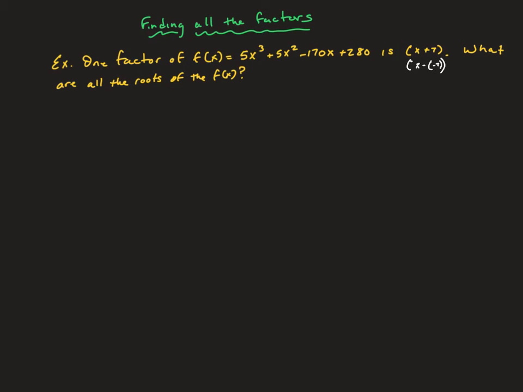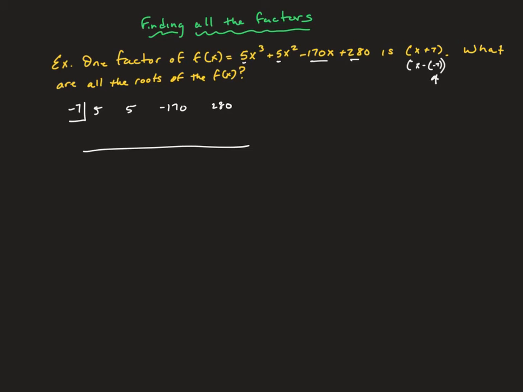Well, they're telling us one of the roots is negative 7. That's one of my roots. So I'm going to divide this polynomial by negative 7, referred to as my k, right, h minus k. I'm going to use my coefficients to do my division. So for 5x cubed, I'm only going to have a 5. 5, 5, negative 170, and 280.